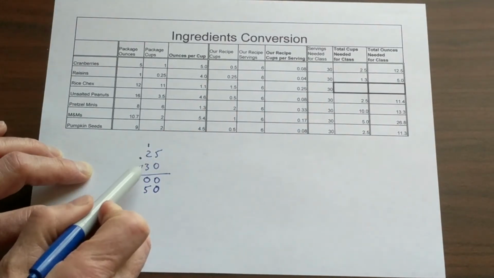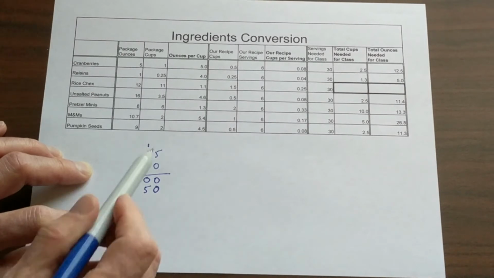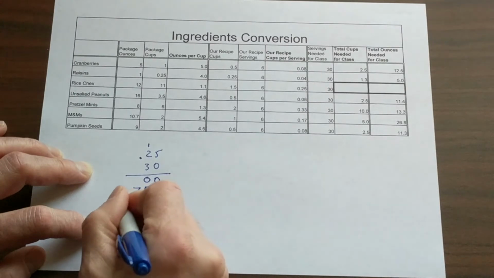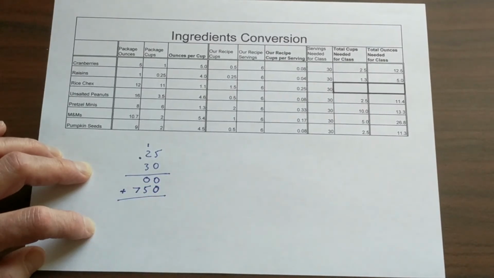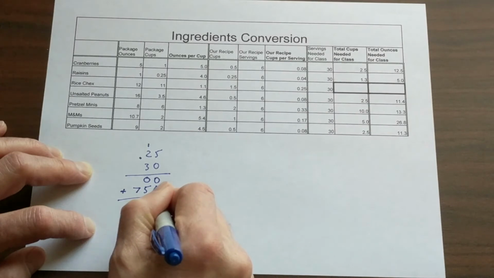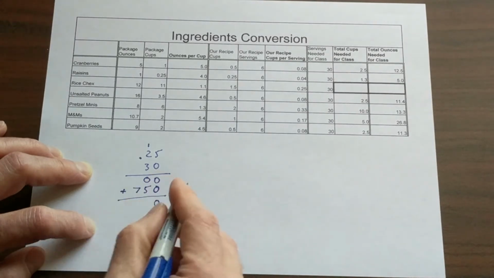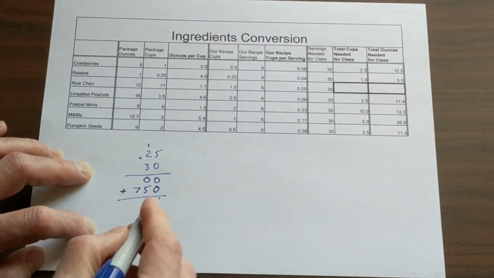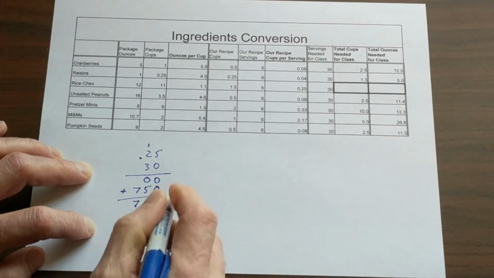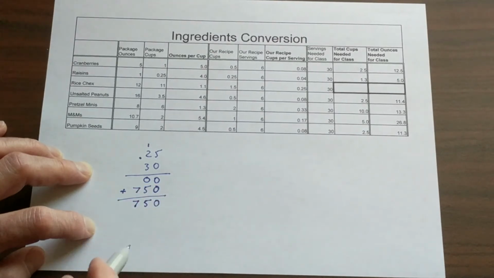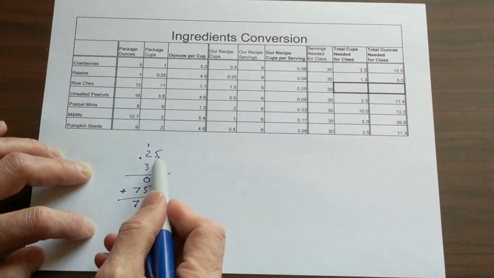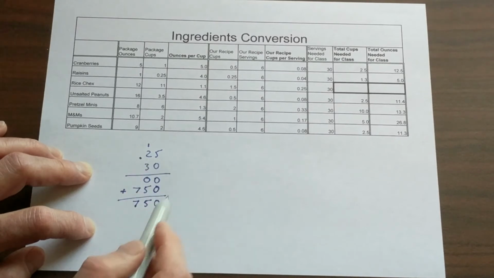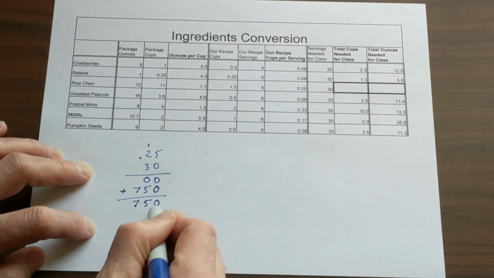3 times 2 is 6, plus 1 is 7. We'll add these. 0 plus 0 is 0. 0 plus 5 is 5. And then we'll just bring that 7 down. And we're almost done, but we have to figure out where to put the decimal point. So since there are 2 decimal places up here, 1, 2, we know that we need to move this over 2. 1, 2.